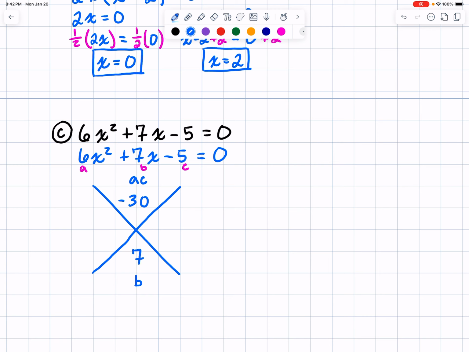So this helps us try to figure out two numbers that will add to give me 7 and multiply to give me negative 30. Pause the video now to see if you can think of two numbers that will add to give me 7 and multiply to give me negative 30. Pause now.